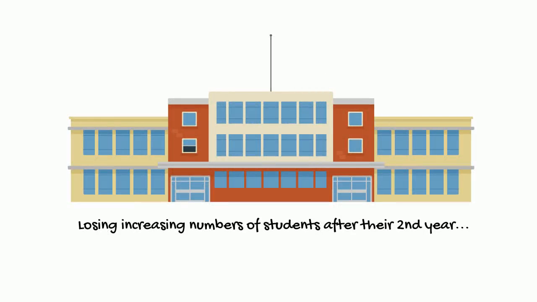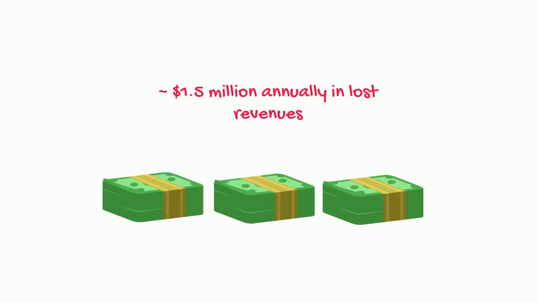Let's use an example for demonstrating the six-step problem-solving design. A small college has been losing increasing numbers of students after their second year. The impact on the college is approaching $1.5 million annually in lost revenues.